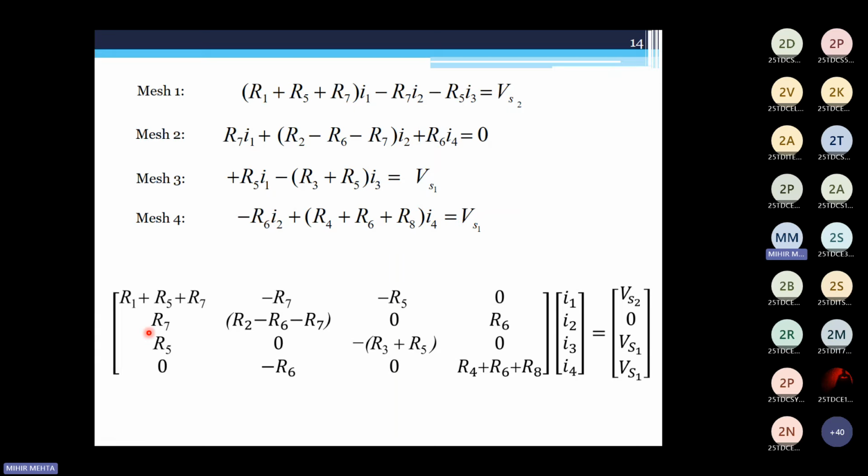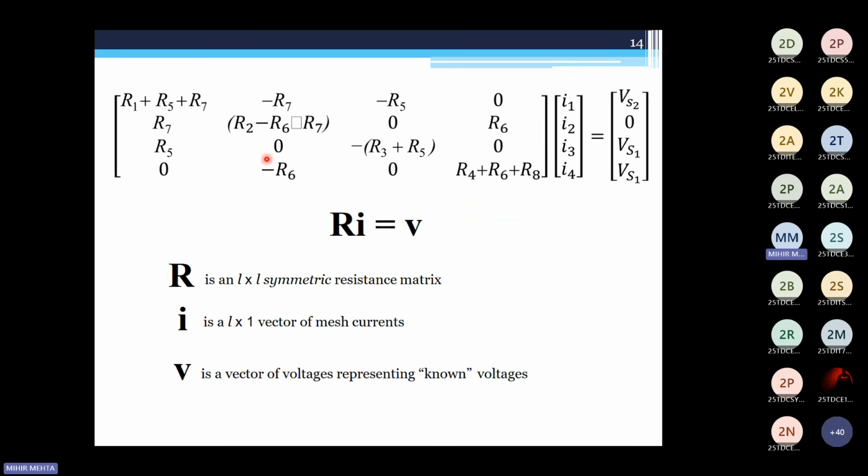Once you have done this, you can use Cramer's rule for finding out your currents I1, I2, I3, and I4. So this is nothing but your resistance matrix, this is your current matrix, and this is your voltage matrix. So R into I is equal to V. So this is the equation that becomes common. Okay. So any doubts till this particular point, you are free to ask.